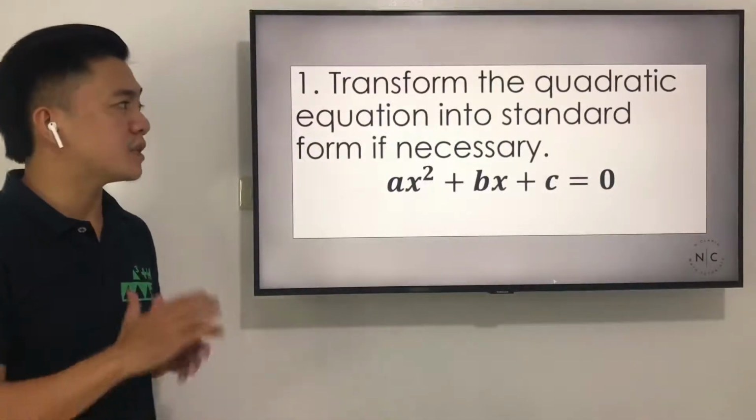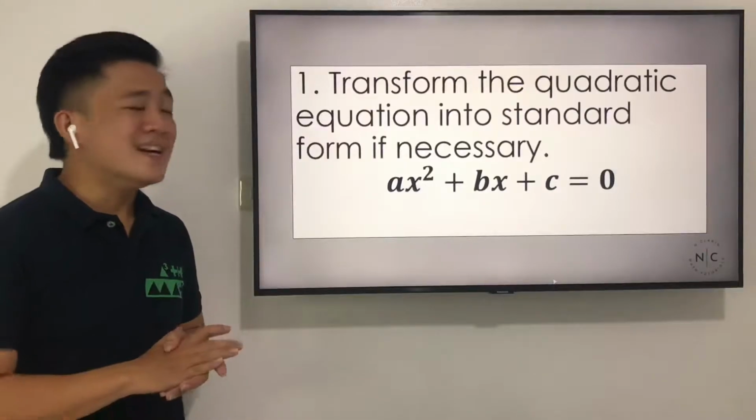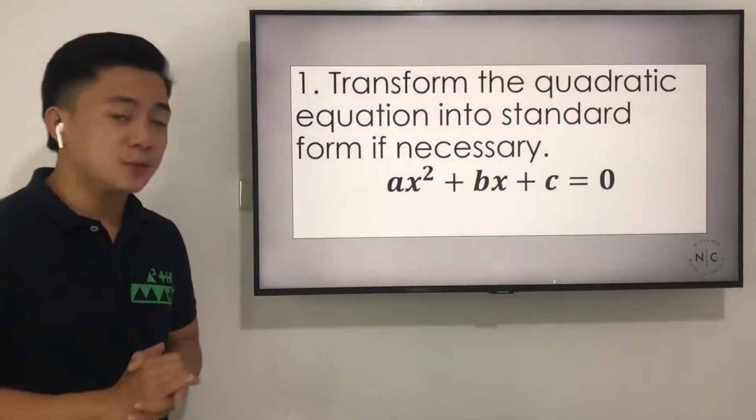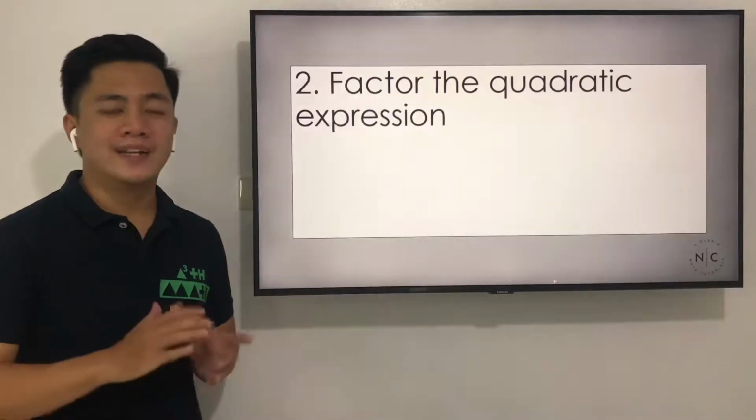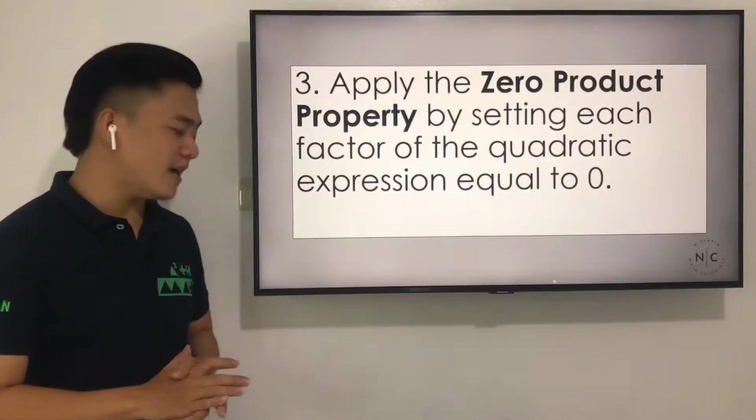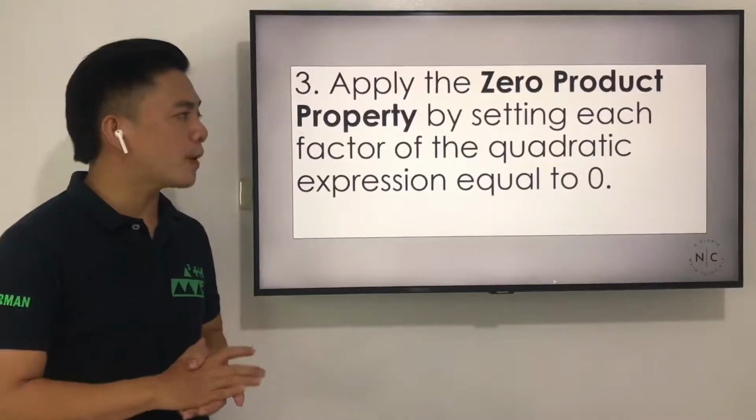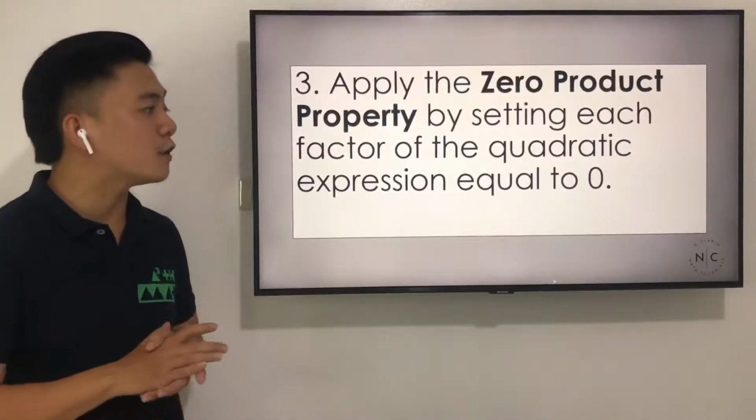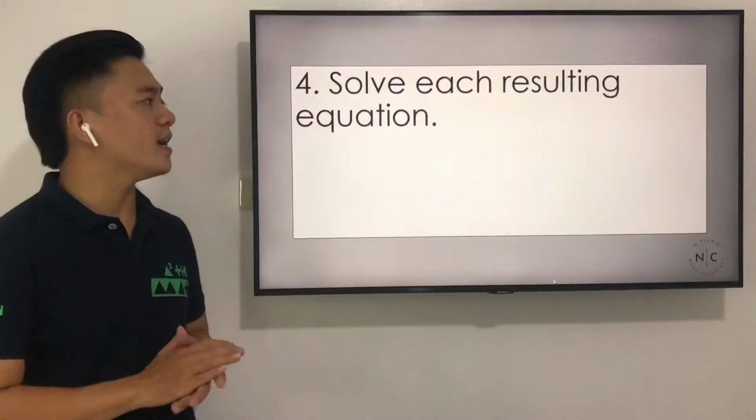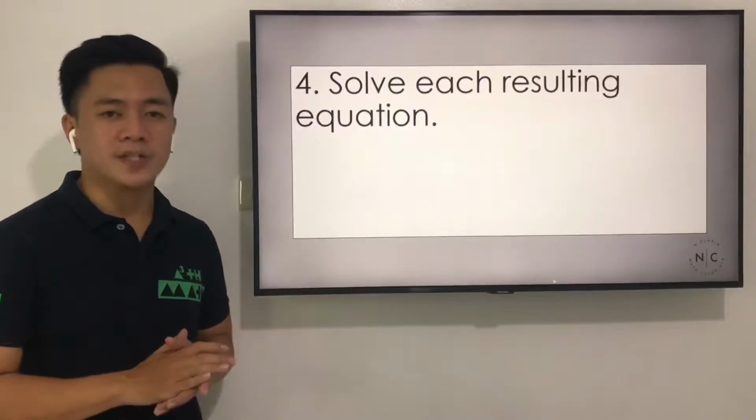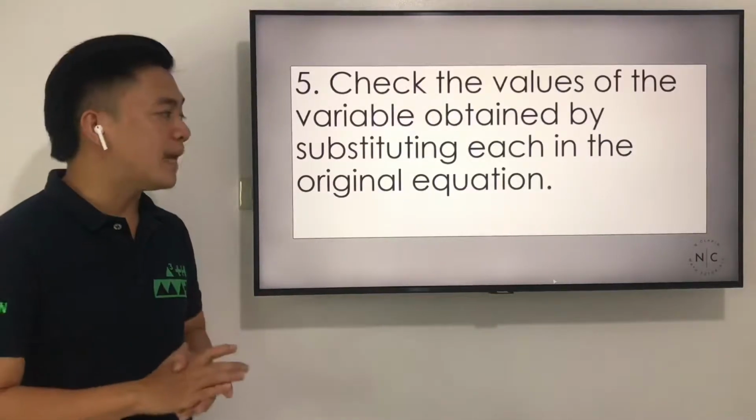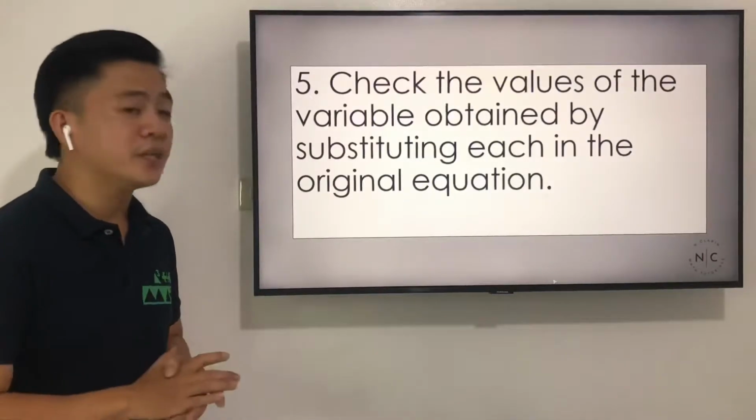First step is transform the quadratic equation into standard form if necessary. So yung standard form natin is ax squared plus bx plus c is equal to 0. Next step is factor the quadratic expression. Number 3 is apply the zero product property by setting each factor of the quadratic expression equal to 0. Number 4 is solve each resulting equation. Number 5 is check the values of the variable obtained by substituting each in the original equation.